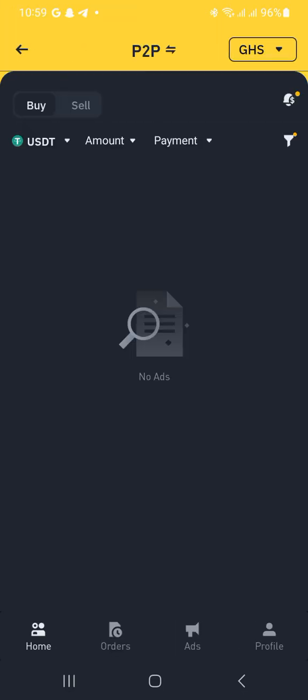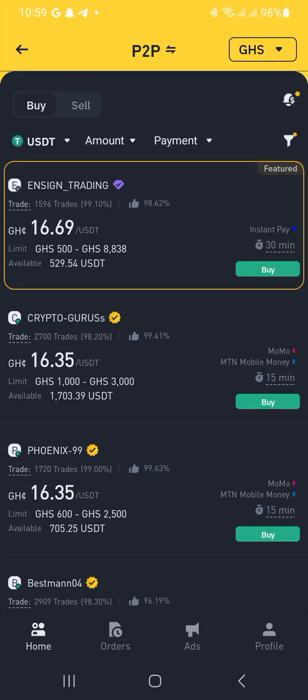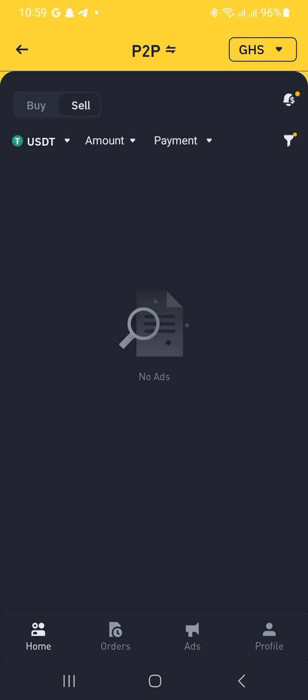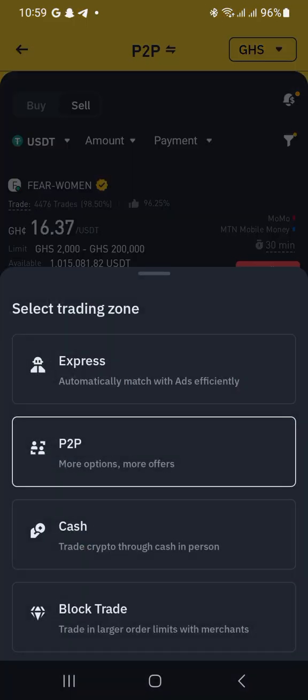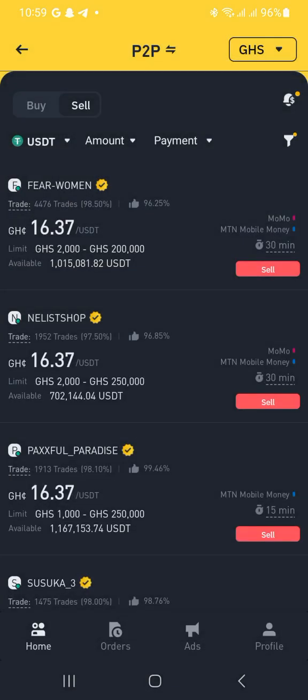Now you come here, we have the buy and then the sell. Our focus should be on the sell, right? Also, always make sure you see the P2P at the top there, in that yellow space. You can hit it, and they have different items there. But make sure you are in the P2P, because the activity is being done in P2P.